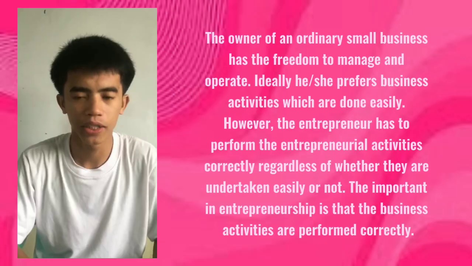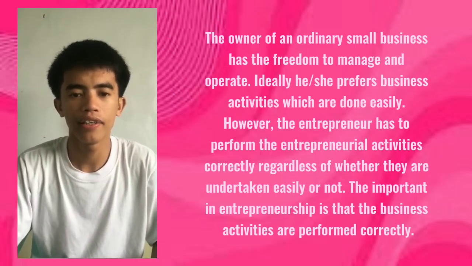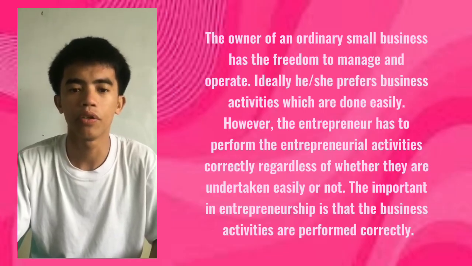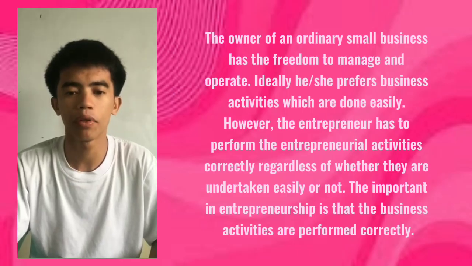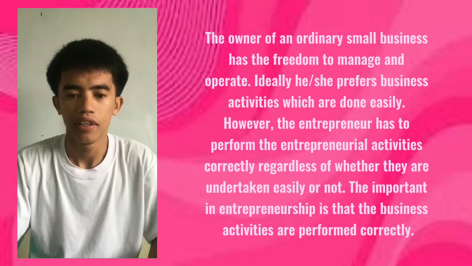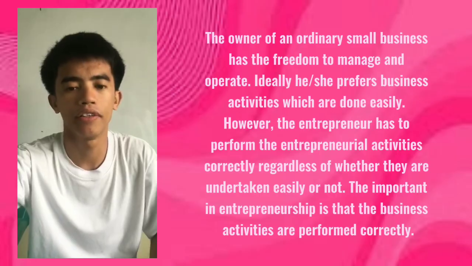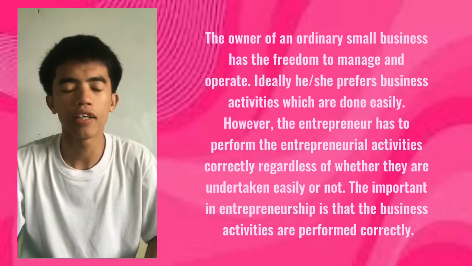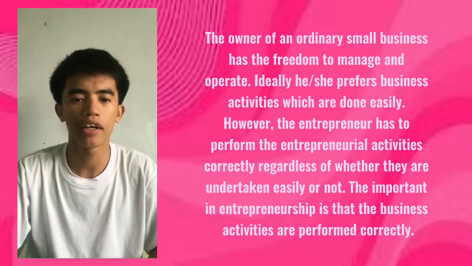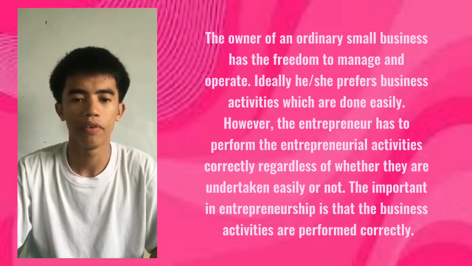The owner of an ordinary small business has the freedom to manage and operate. Ideally, he should prepare business activities which are done easily. However, the entrepreneur has to perform the entrepreneurial activities concurrently, regardless of where they are undertaken. Ease is not important when activities are performed concurrently. Example, a sari-sari store owner chooses to sell products that are easy to manage. Even if restocking and bookkeeping are difficult, the owner still does them properly to keep the business running smoothly.